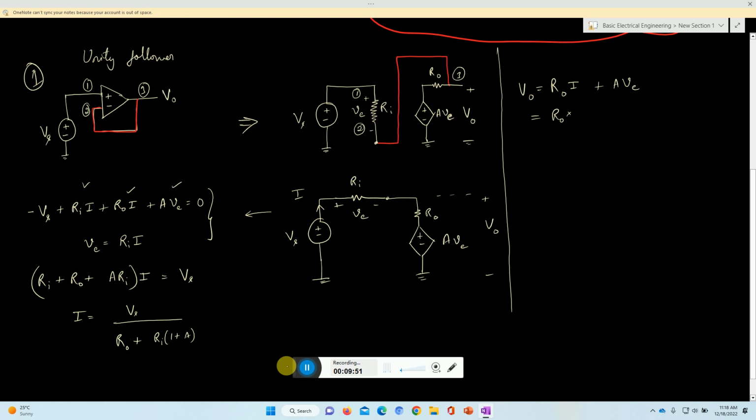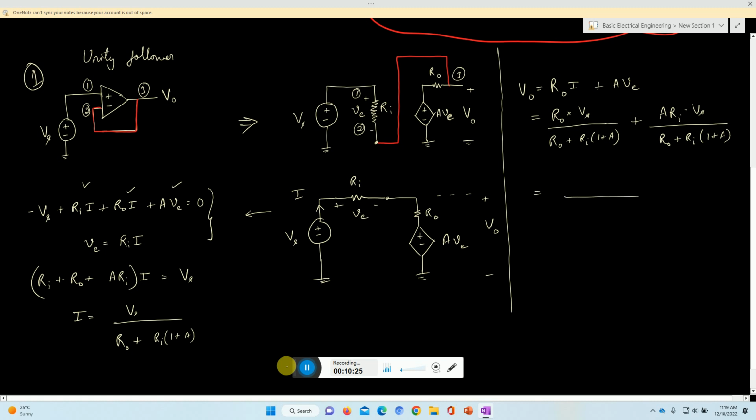What is the value of I? It is equal to Vs by R0 plus Ri 1 plus A, plus A times of V. What is V? V is the Ri into I, and we need to just put the value of I again. What is I? The same Vs by R0 plus Ri 1 plus A. So at the bottom we have got the common terms. At the top we have got Vs, this is R0 plus A Ri. At the bottom we have R0 plus Ri 1 plus A. This is all we get.